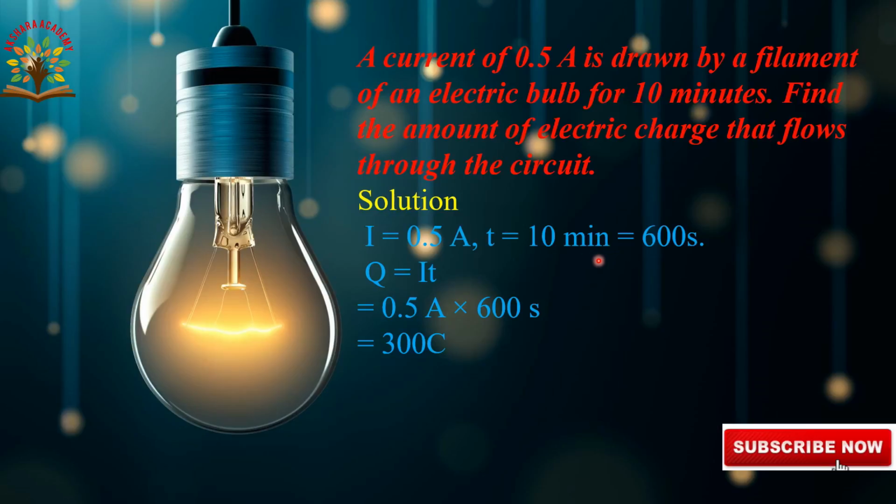So 10 into 60, how much? 600 seconds. So what do we have to calculate? Amount of electric charge. Q is equal to the product of electric current and time. Electric current 0.5 amperes, time 600 seconds. After multiplying, we are getting 300 coulombs. Coulomb is the unit of electric charge. So Q is equal to 300 coulombs.